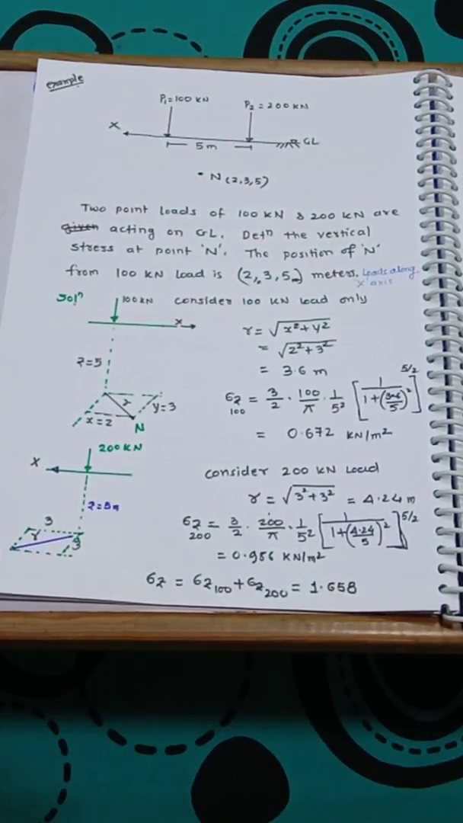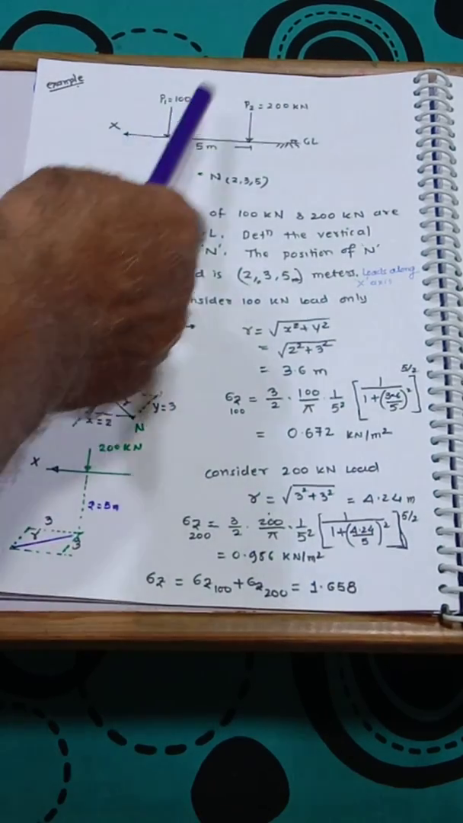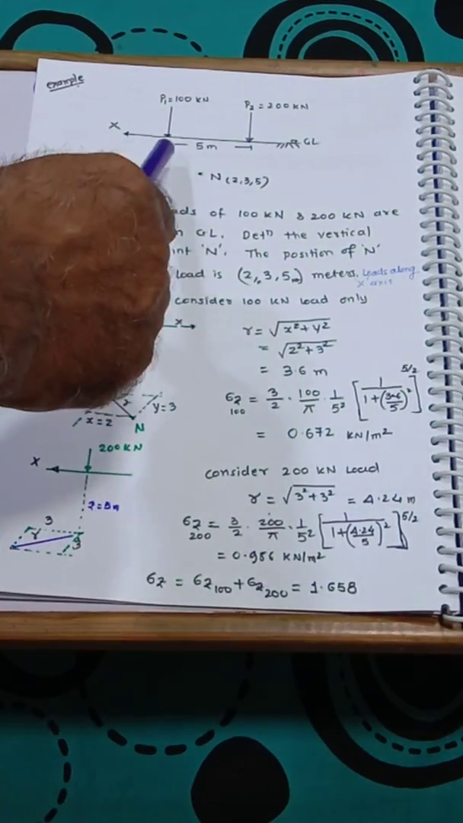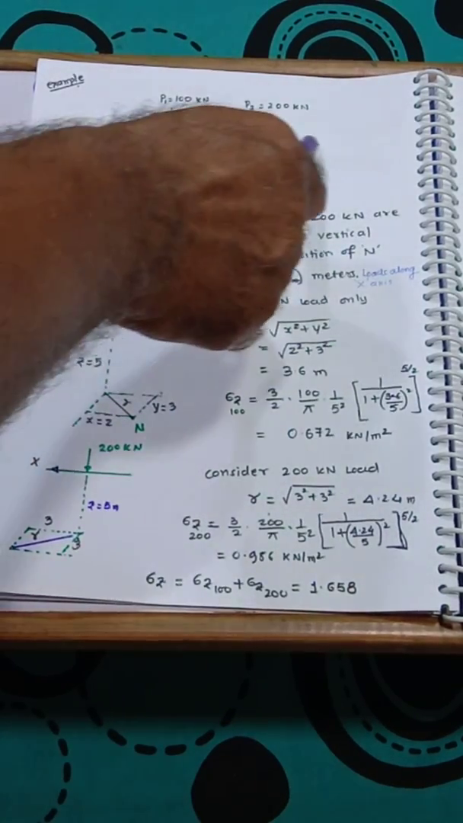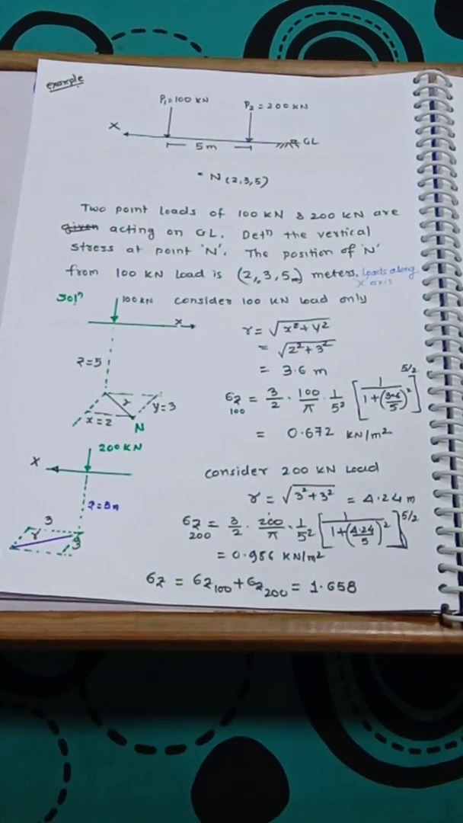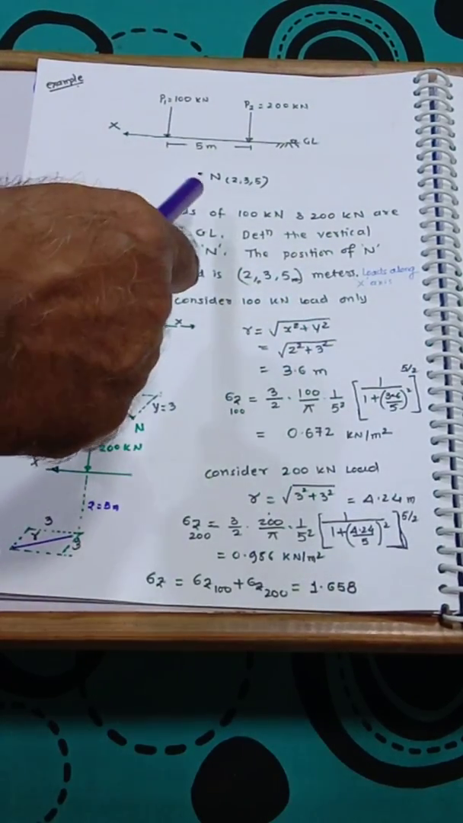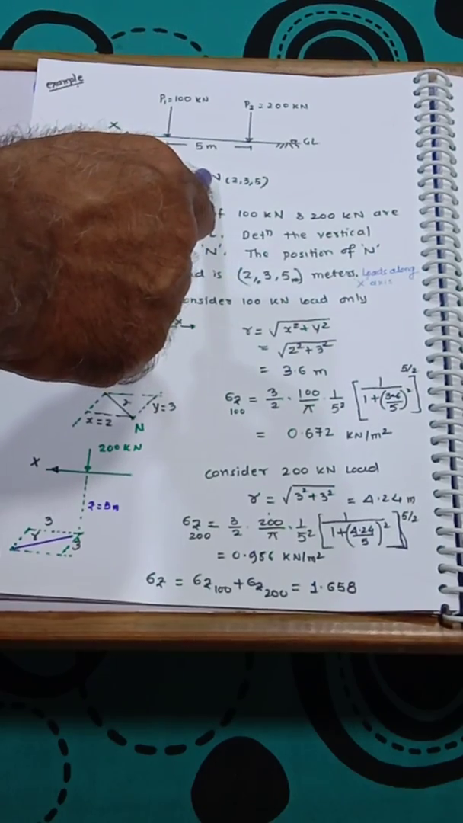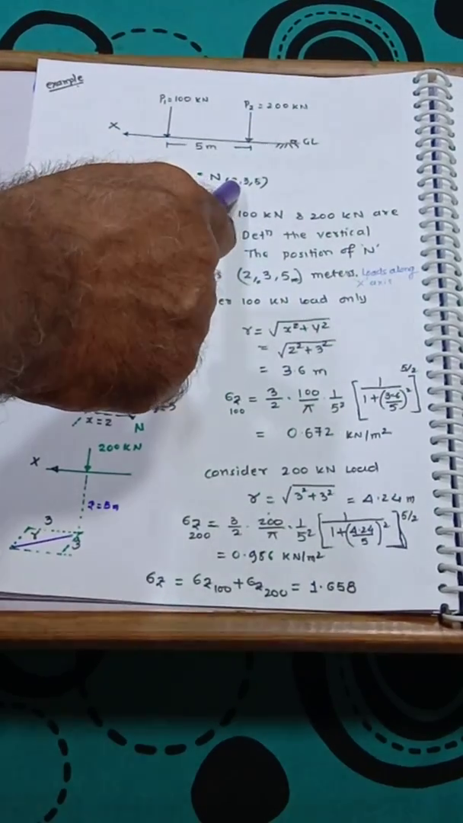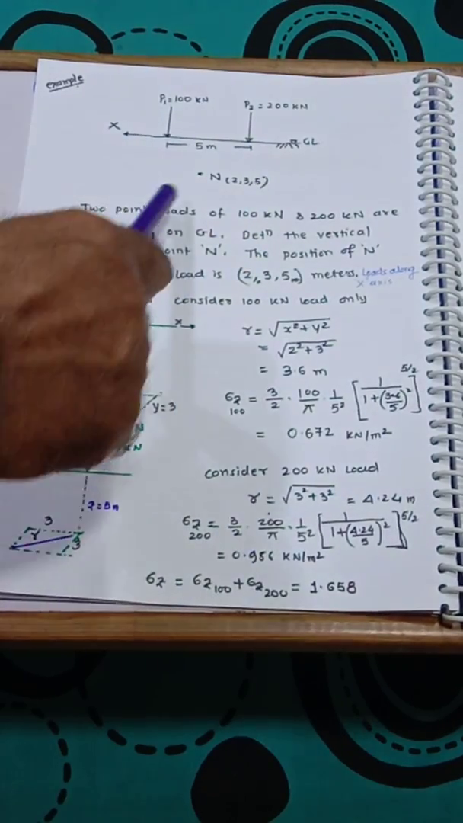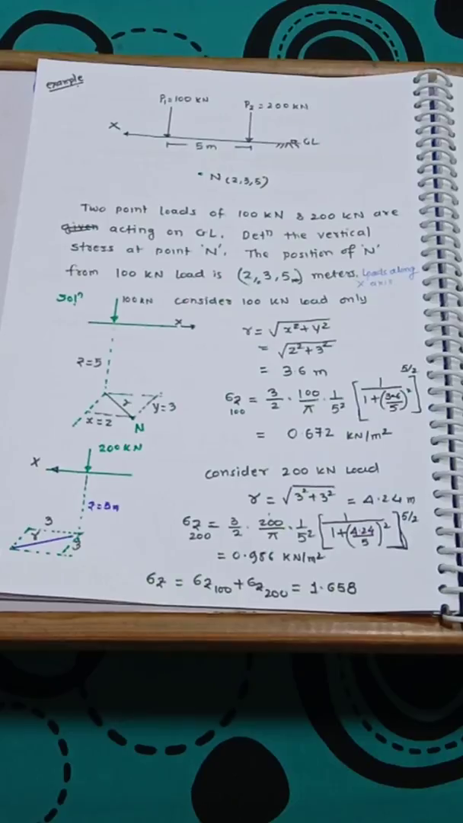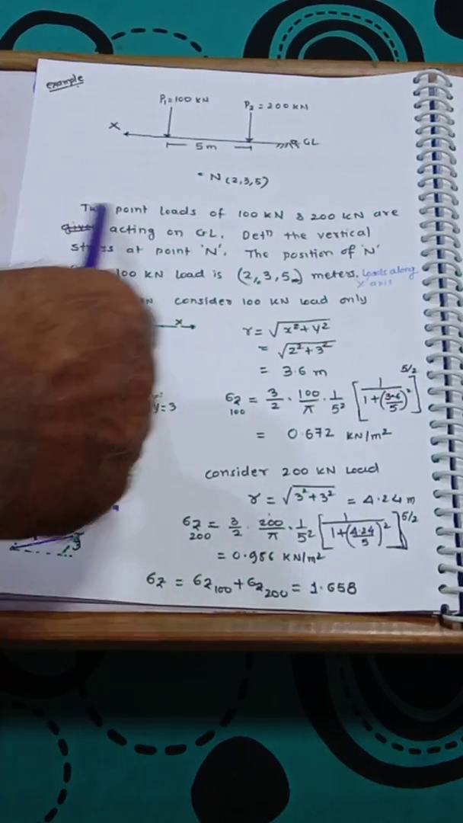Here I have taken two loads, 100 kilonewton and 200 kilonewton. Suppose they are a distance of 5 meter away, but these two loads are in the x direction, parallel to the x direction, and required is that a point N is given which has an x distance 2, y distance 3 and z distance 5. Here you have to find out the vertical stress sigma z. We can also find out tau rz, the shear stress. So this is the problem given.